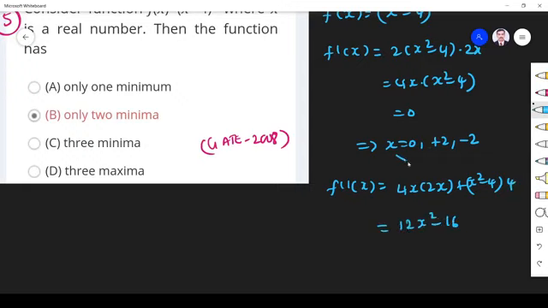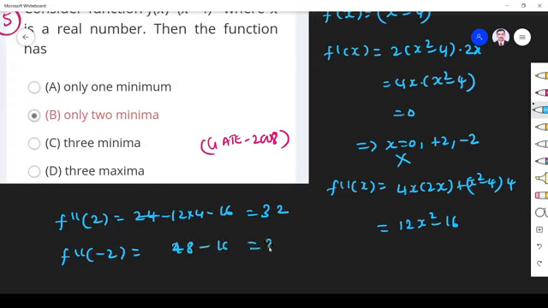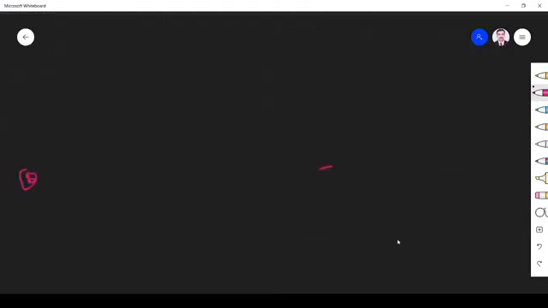Next we substitute. 0 we neglect, we don't use 0. First we substitute plus 2 in f double dash: 12 into 4 minus 16, 48 minus 16, 32. Similarly, we substitute minus 2, that also gives 12 into 4, 48 minus 16, 32. So both are greater than 0. So surely this function has only minima. How many minima? Both are minima, so the function has only 2 minima. Fine, that's a simple problem.